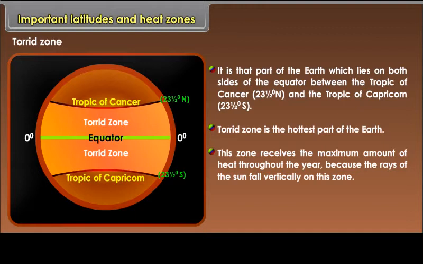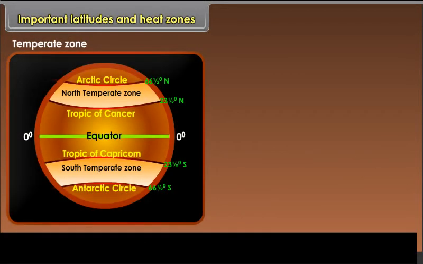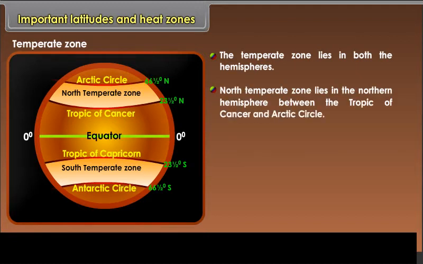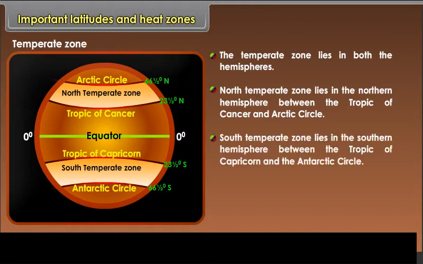Temperate zone. The temperate zone lies in both the hemispheres. North temperate zone lies in the northern hemisphere between the Tropic of Cancer and Arctic Circle. South temperate zone lies in the southern hemisphere between the Tropic of Capricorn and the Antarctic Circle.